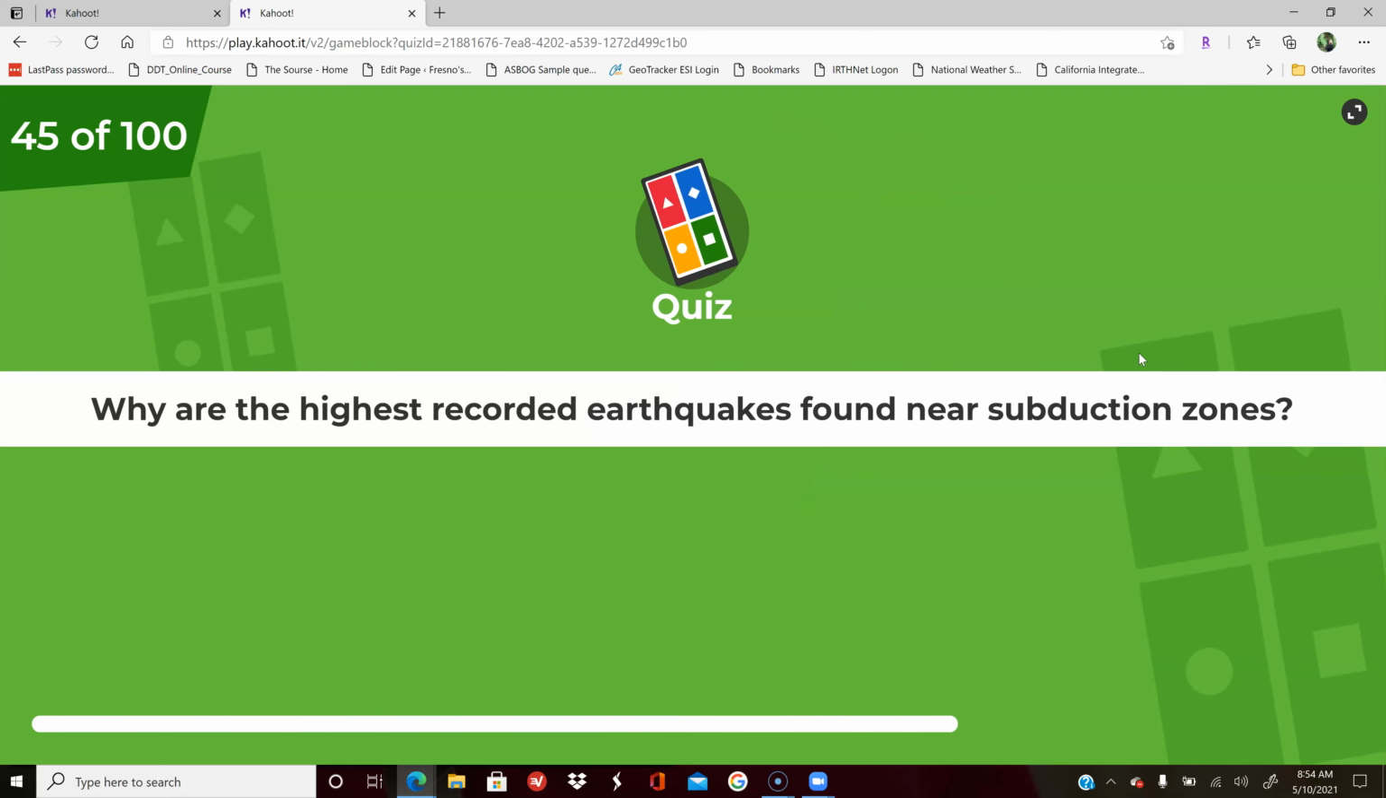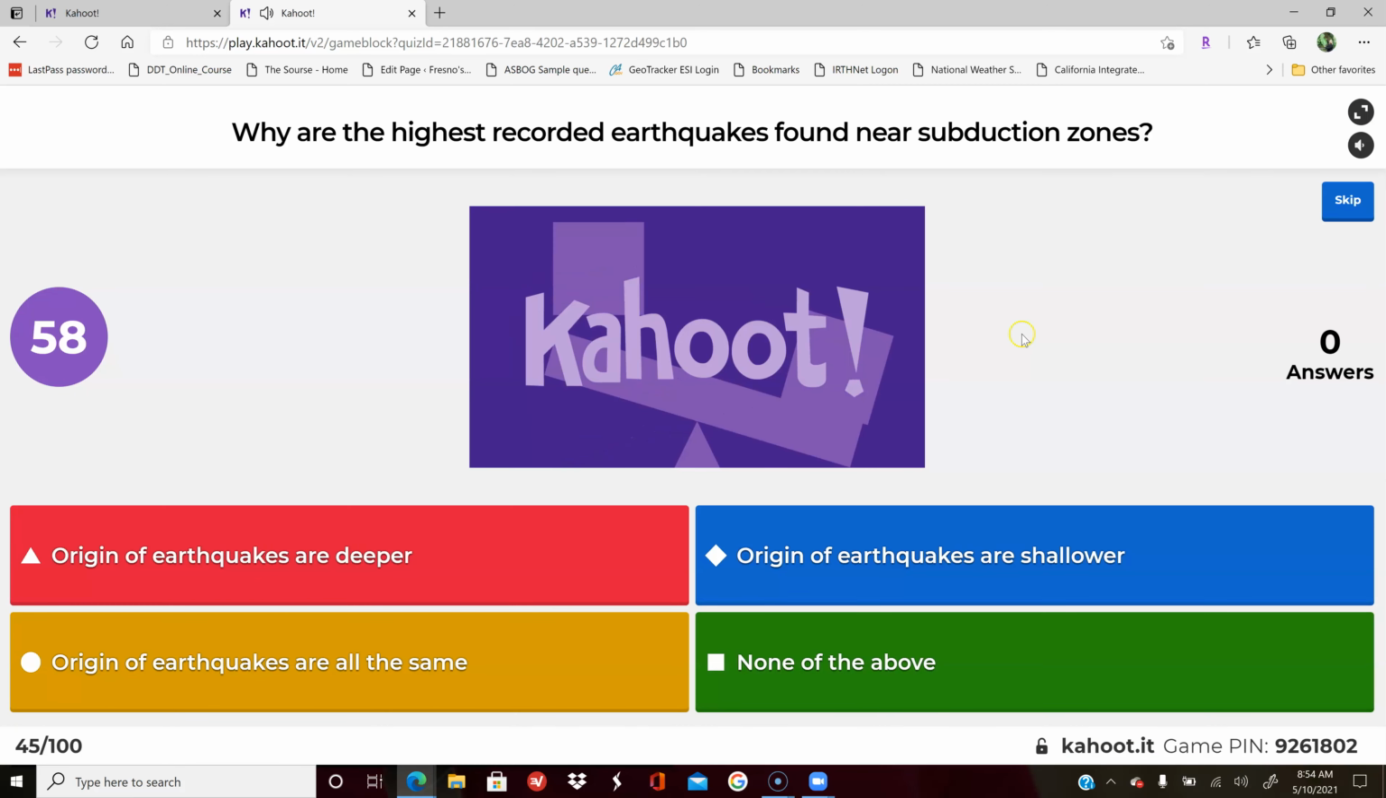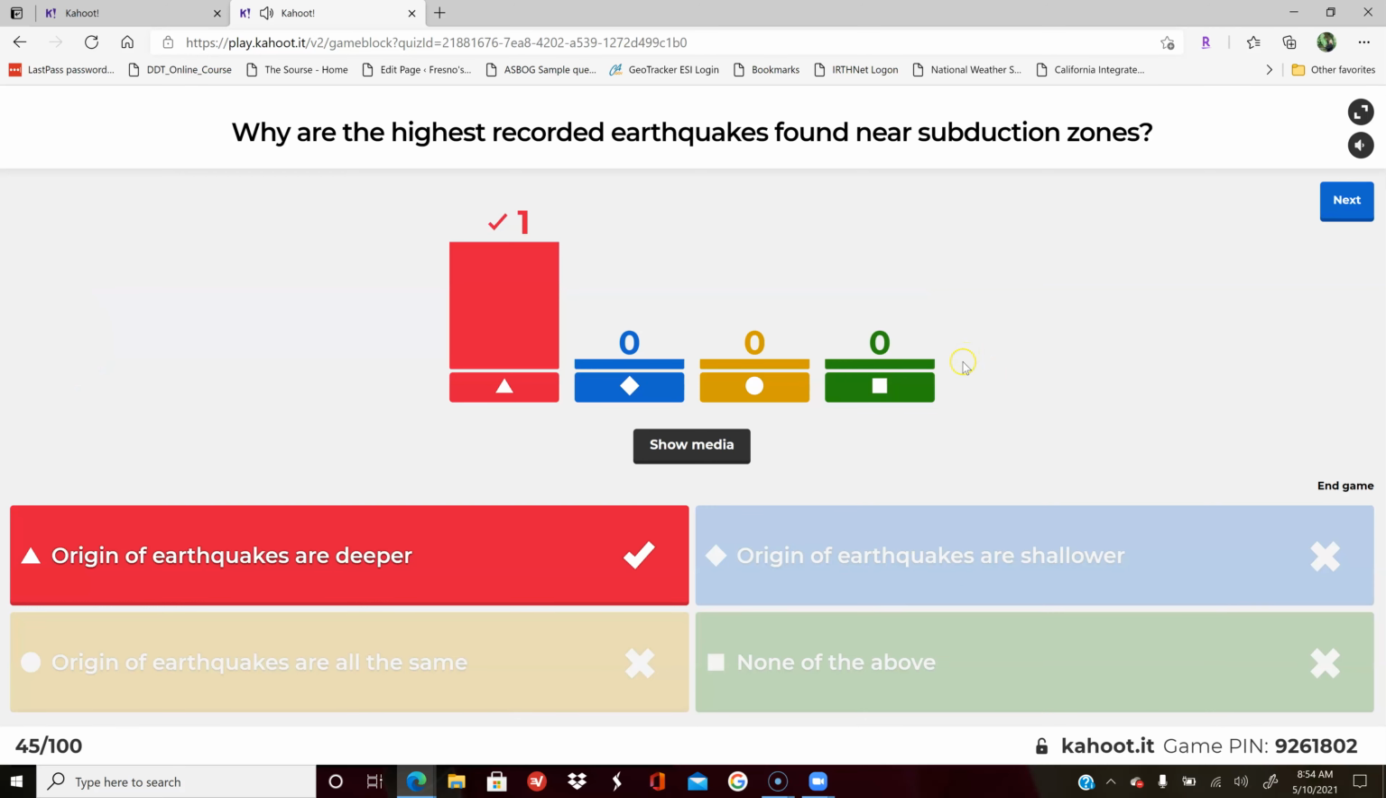Why are the highest recorded earthquakes found near subduction zones? The origin of the earthquakes are deeper, the origin of the earthquakes are shallower, the origin of the earthquakes are all the same, or none of the above. The origin of the earthquakes are deeper, so the deeper the earthquake originates, the stronger or higher magnitude earthquake you're going to have on the surface.